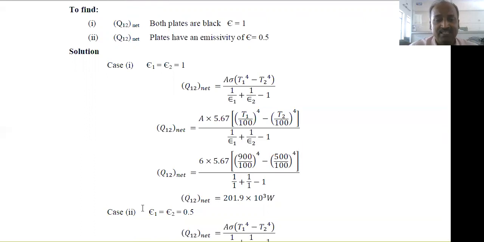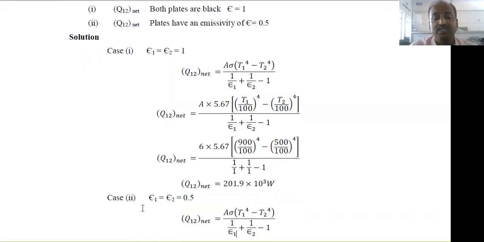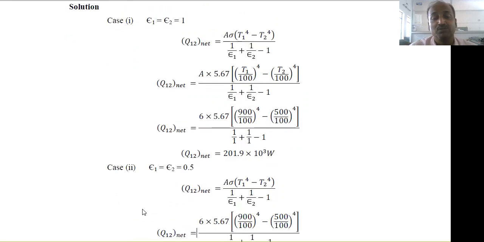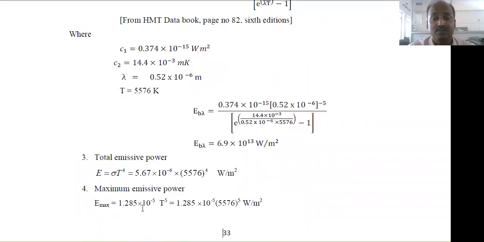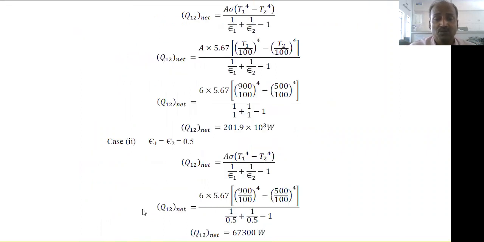Now the second case is emissivity 0.5, half of the black body. So here also you can see that the same equation applies between plate 1 and plate 2, but epsilon 1 is 0.5 and epsilon 2 is also 0.5. T1 and T2 temperatures are not changing. Stefan Boltzmann is a constant, it will not change. Area also is not changing. So here you can say that it is equal to 67,300 watt.